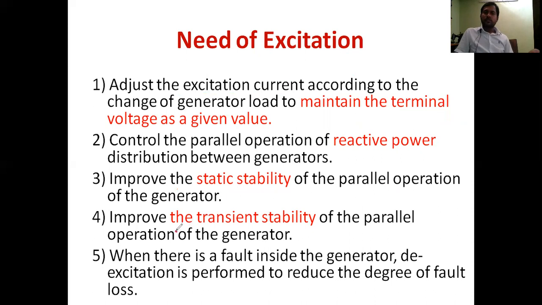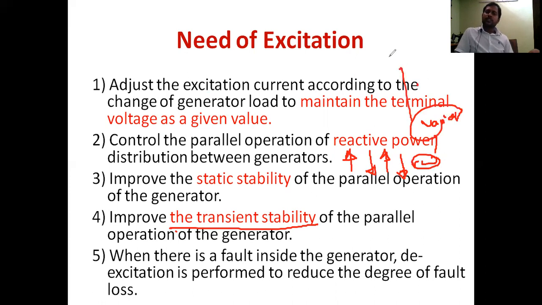And also to improve the transient stability. For example, load on the alternator will increase or decrease, or suddenly increase or suddenly decrease, or randomly change. These are the variations of load. Because of these variations, some fluctuations will take place. Those fluctuations are nothing but transients.